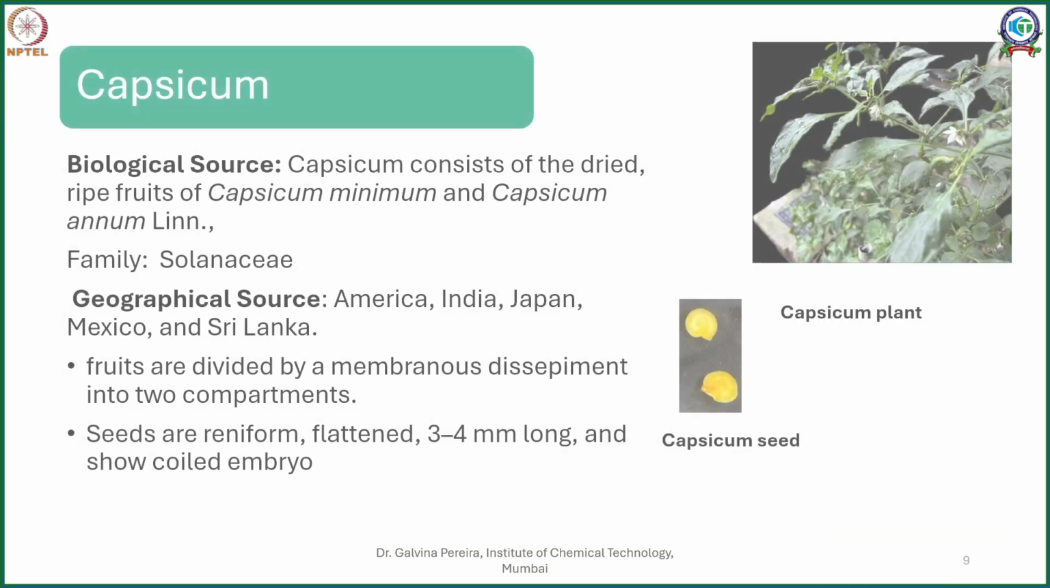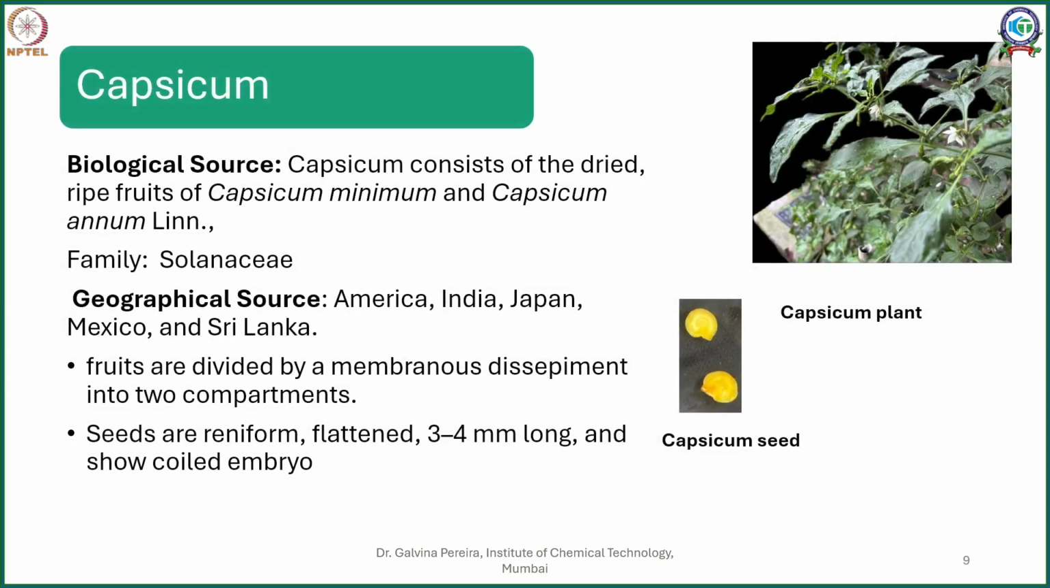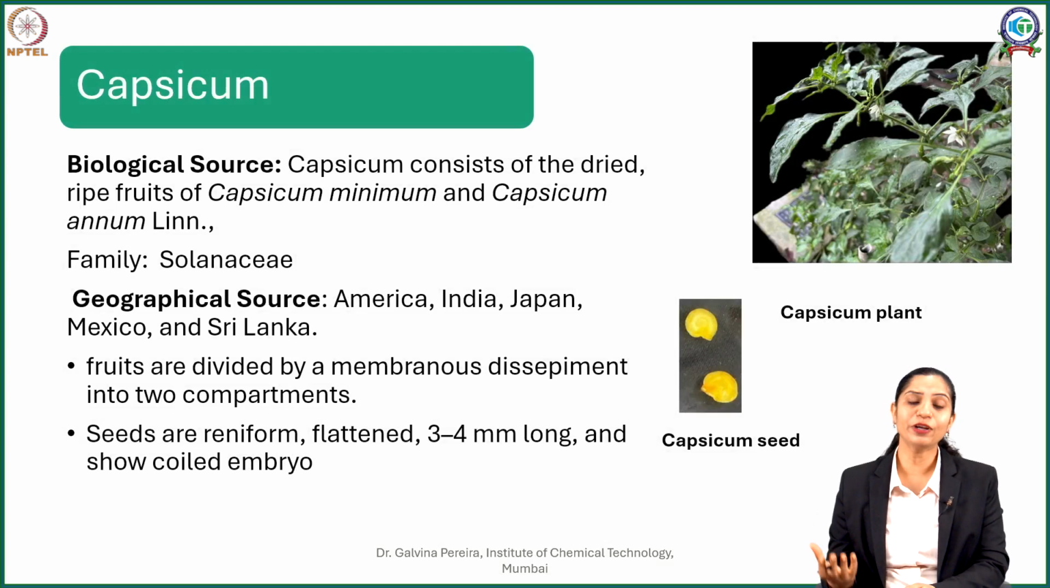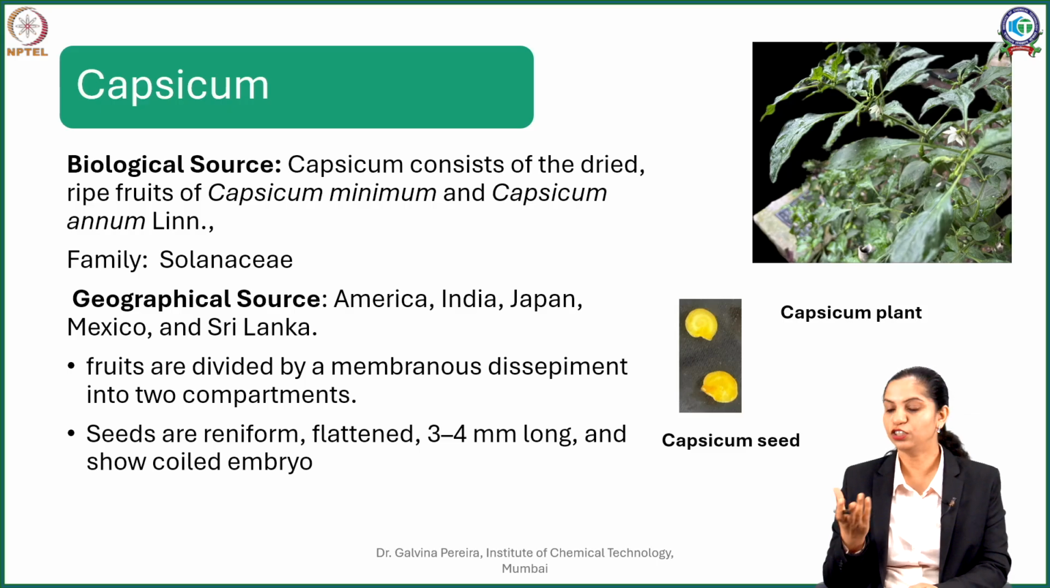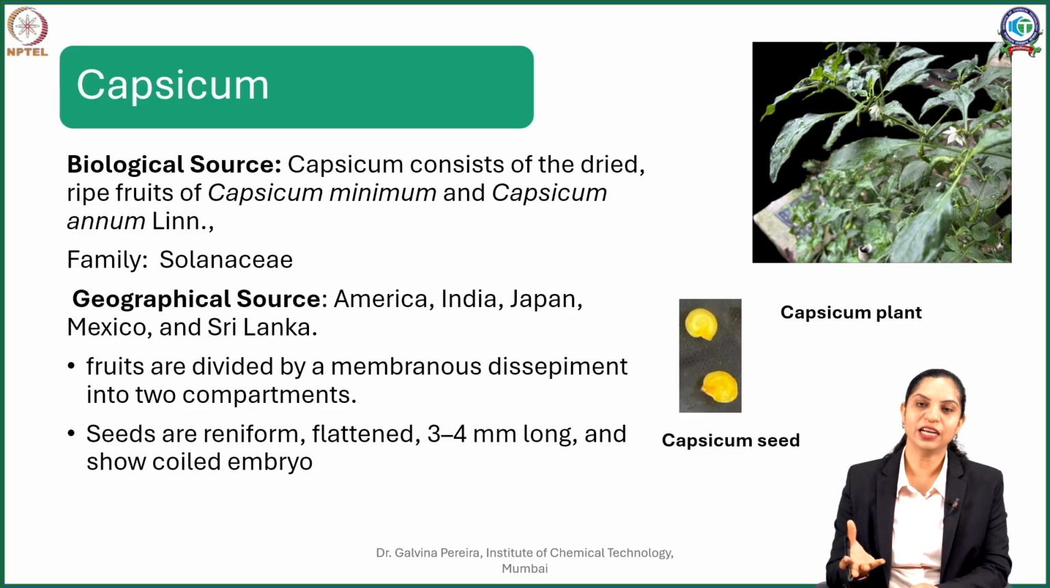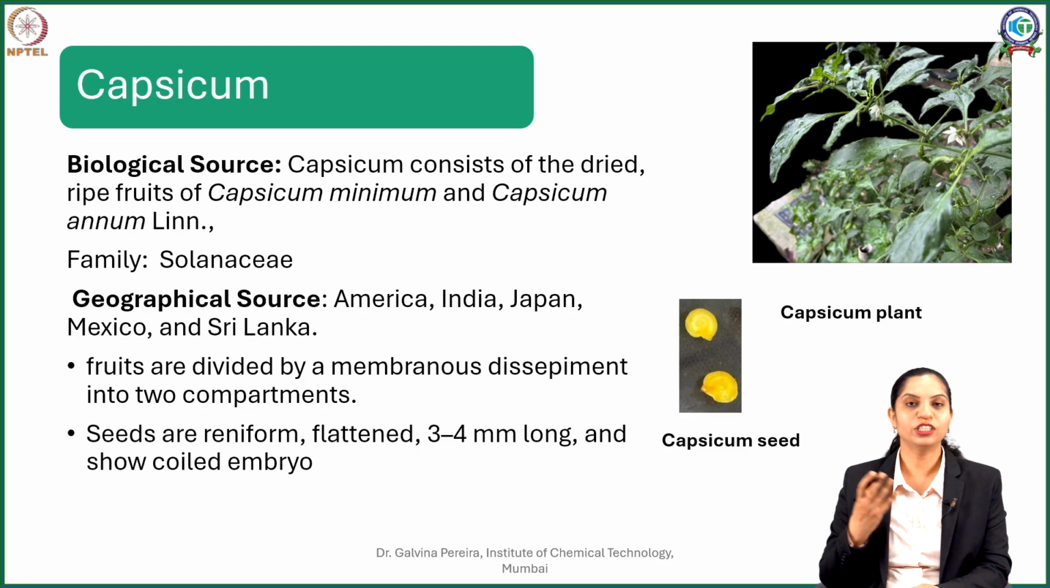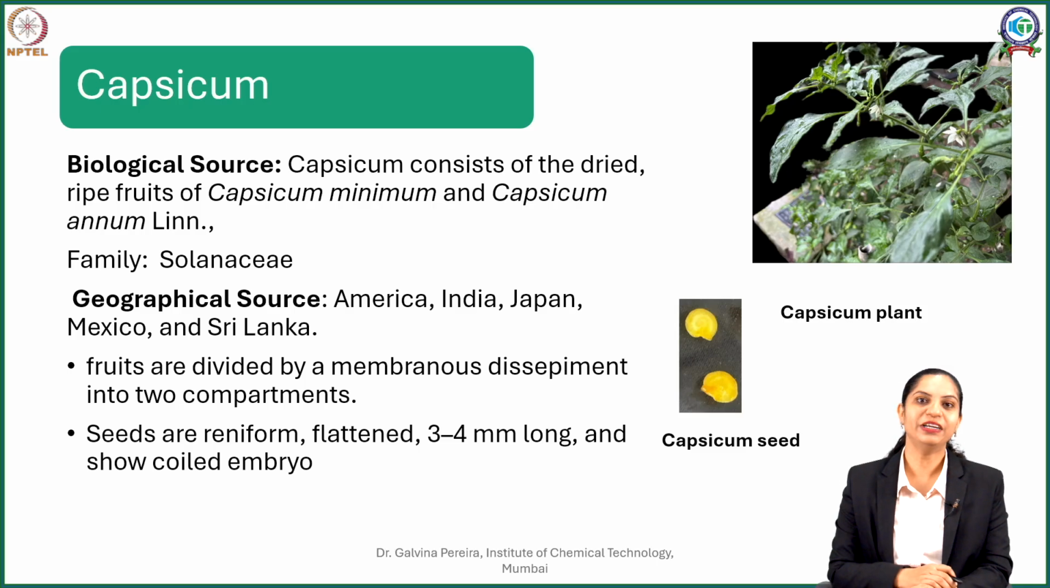Now going on to the next resin. The next resin is a very spicy one, and that's capsicum. There are numerous species of capsicum in the world, but the capsicum we discuss here is Capsicum minimum or Capsicum annum, which is your common kitchen chili. This consists of dried ripe fruits of Capsicum minimum or Capsicum annum, and it's a Solanaceae family member. We often saw the Solanaceae family as the one containing alkaloids. So this is also a Solanaceae family member, and this also contains alkaloids, which we'll discuss shortly.